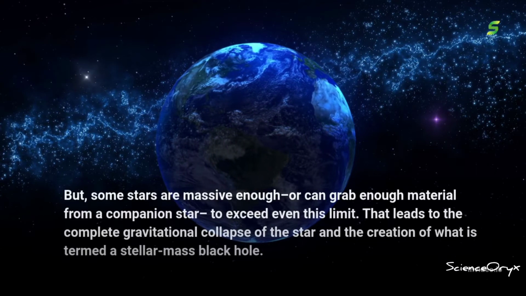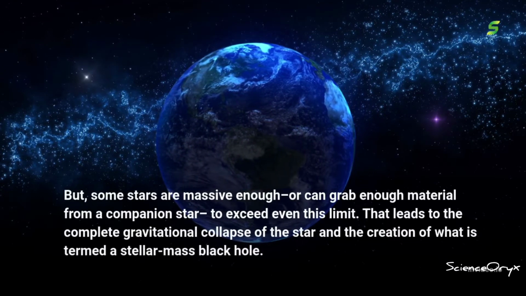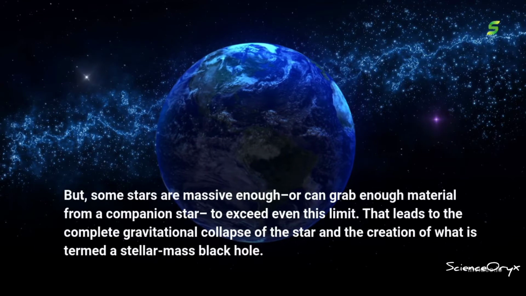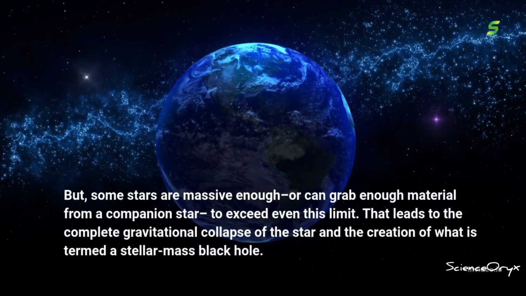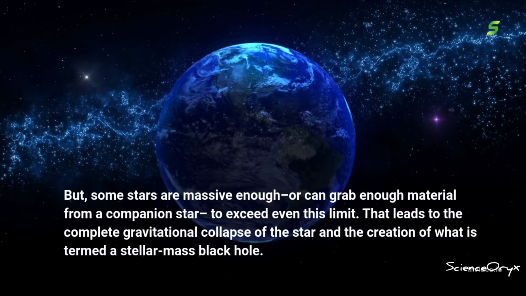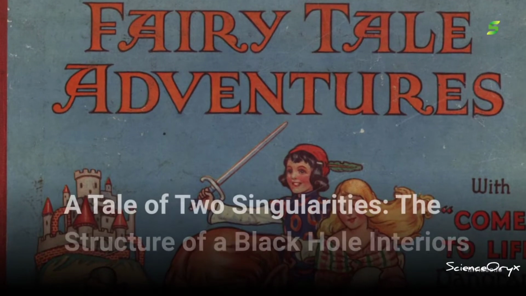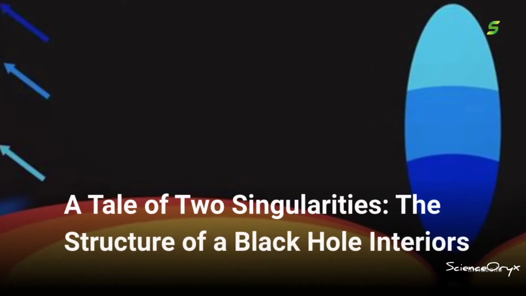But some stars are massive enough or can grab enough material from a companion star to exceed even this limit. That leads to the complete gravitational collapse of the star and the creation of what is termed a stellar mass black hole. A tale of two singularities, the structure of black hole interiors.